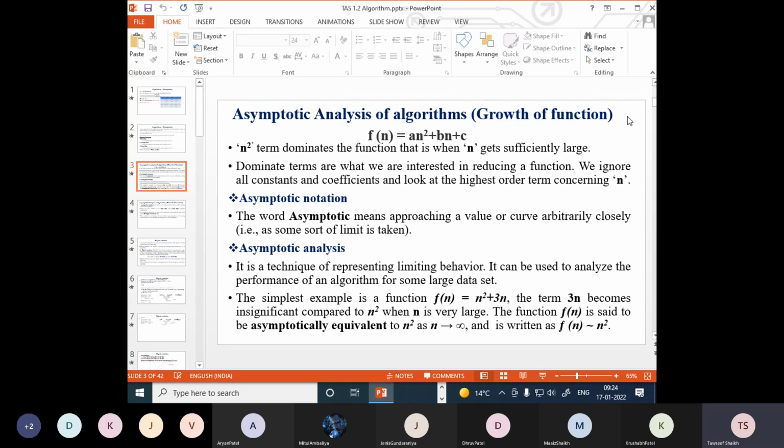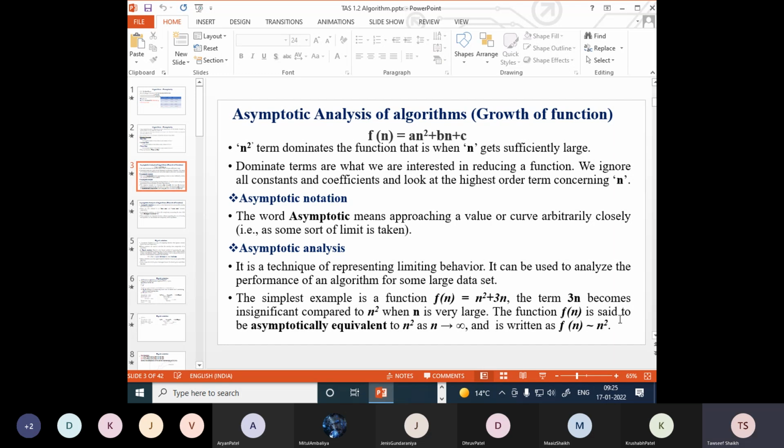And asymptotic का मतलब ही है approaching something, like it takes initially this value. So when increasing, it takes like this, moves more towards the f(n) side, जो हमने अभी whiteboard पे graph draw किया है. So you can have a look at the last point. The simplest example is a function f of n is equal to n square plus 3n. The term 3n becomes insignificant compared to n square when n is very large.